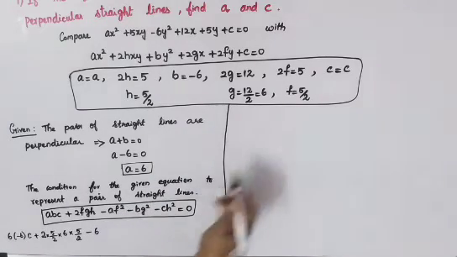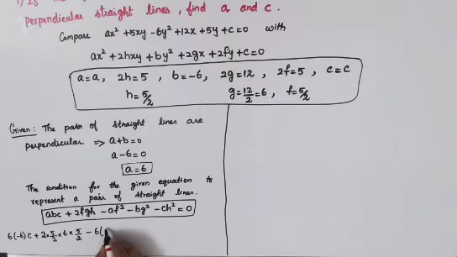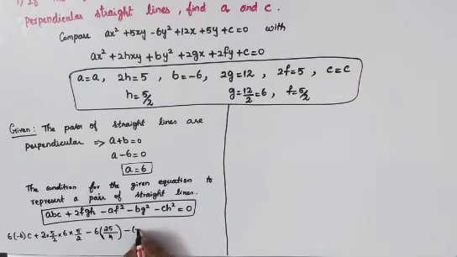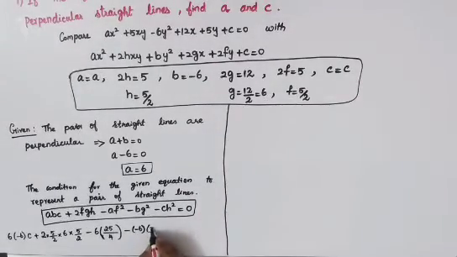F square is (5/2) whole square, so straight away I'll just write it as 25 divided by 4, because 5 square is 25 and 2 square is 4. Now this minus B is again minus 6, so minus 6, and 6 square is 36.